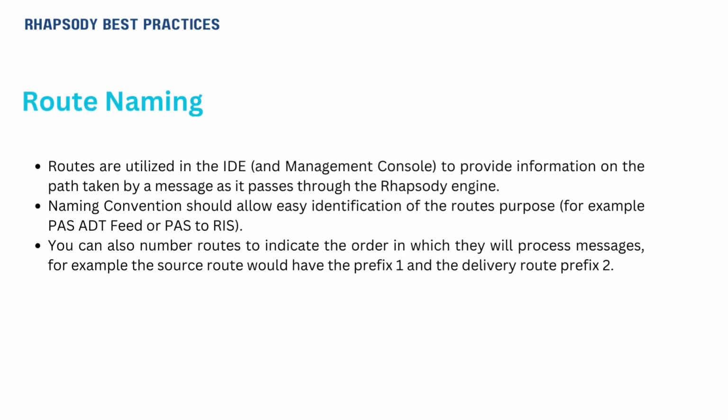Route naming. Routes are utilized in the IDE and Management Console to provide information on the path taken by a message as it passes through the Rhapsody engine. Naming convention should allow easy identification of the route's purpose. For example, PAS ADT feed or PAS2RIS. You can also number routes to indicate the order in which they will process messages. For example, the source route would have the prefix 1 and the delivery route prefix 2.